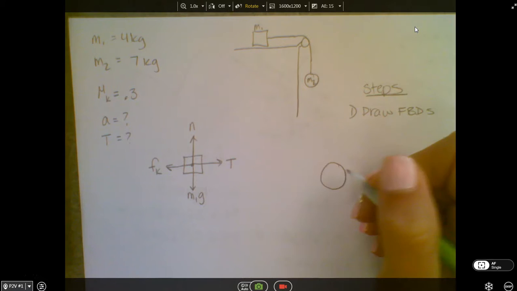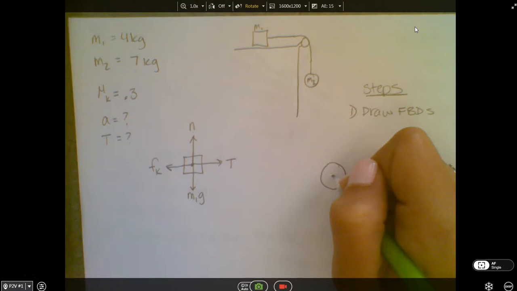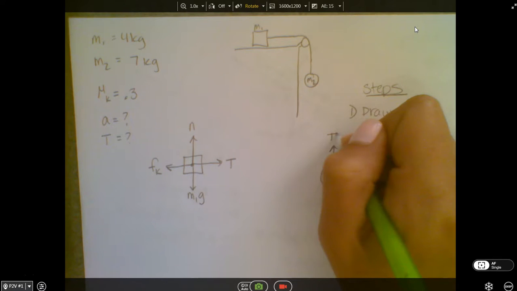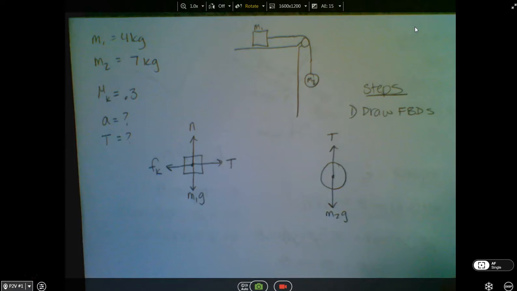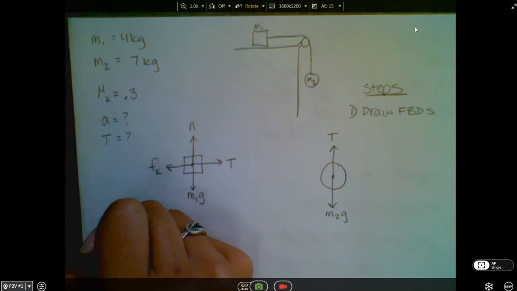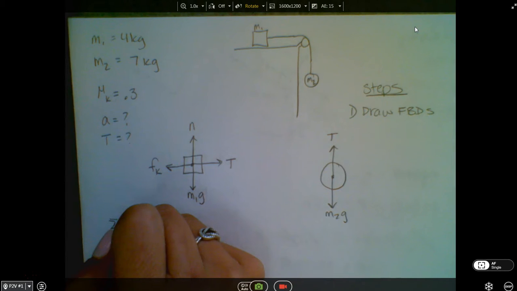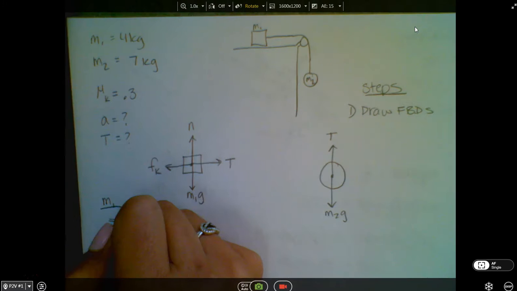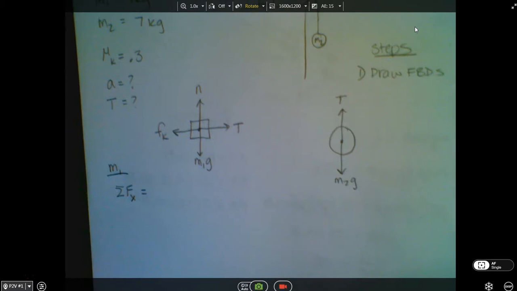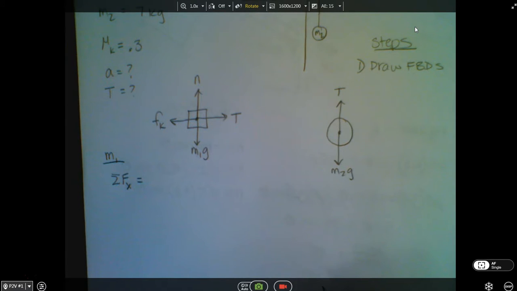For the ball, I have tension pulling me up, and I have M2G pulling me down. There are no side forces. Okay. So this one's going to get a little bit tricky, the signs get a little bit tricky, that's all. So let's write our net force equations. So the net force in the x direction for object 1, so for mass 1. The net force in the x direction is going to be all the forces added up in the x direction.